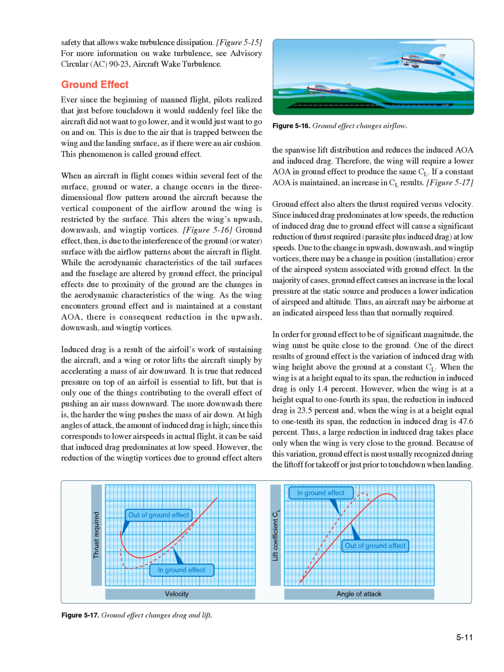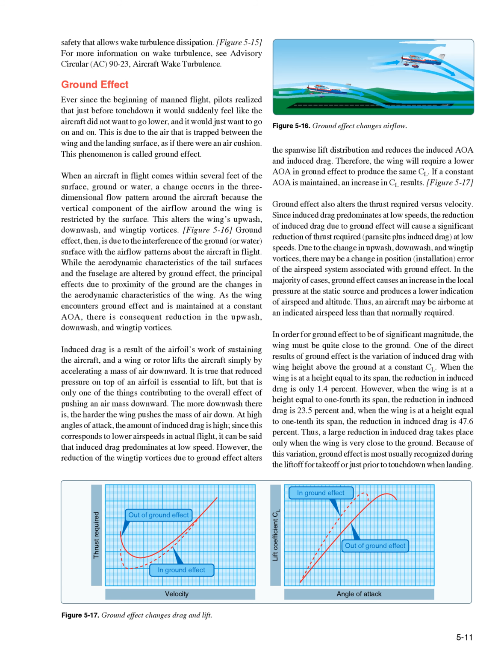Figure 5-17, ground effect also alters the thrust required versus velocity. Since induced drag predominates at low speeds, the reduction of induced drag due to ground effect will cause a significant reduction of thrust required, parasite plus induced drag, at low speeds. Due to the change in upwash, downwash, and wingtip vortices, there may be a change in position, installation, error of the airspeed system associated with ground effect.